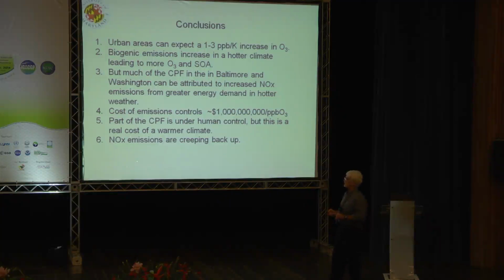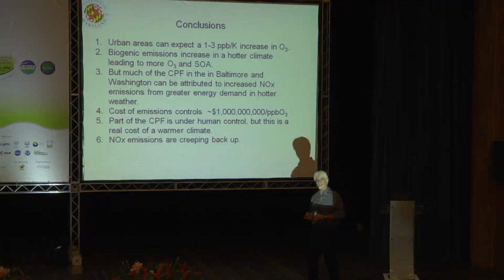There is an interesting relationship. Some of this is natural, biogenic feedbacks and so on, but some of it is under human control. We can control our fate in terms of the climate penalty factor and in terms of our environment. But it's expensive, and it's a real cost. People want to know, why do we care about a warming planet? Well, if you have a part per billion per Kelvin and $1 billion per part per billion, you do the math.